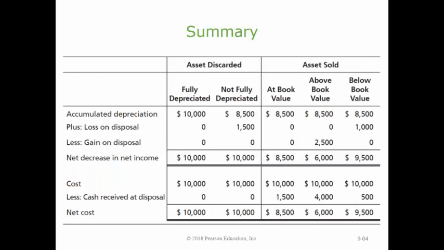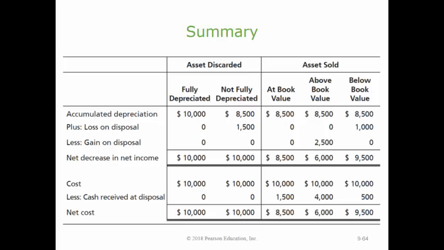In each disposal illustrated, the company has decreased net income over the life of the asset by recording depreciation expense each year prior to the disposal. When the company records the disposal, the company will record a gain, a loss, or neither. Gains recorded at disposal increase net income, and losses recorded at disposal decrease net income.